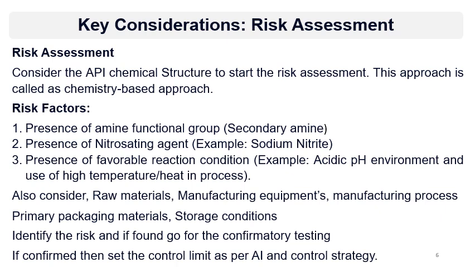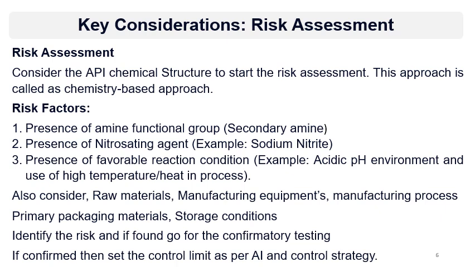So check whether there is a presence of nitroso group or amine functional group, mainly the secondary amine. Presence of nitrosating agents like sodium nitrite. Presence of favorable reaction conditions like acidic pH environment, and the use of high temperature and heat in the process. So first is the amine functional group in the API, presence of nitrite impurity also in the API, and the requirement of higher temperature processing conditions for making your drug product. Also consider raw materials, manufacturing equipment, any chance of contamination, cross contamination, any manufacturing problem. Also primary packaging materials like nitrocellulose, then use of acidic material in the formulation, pH of the formulation, and the recommended storage conditions.